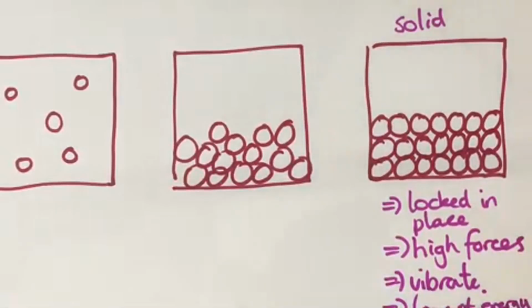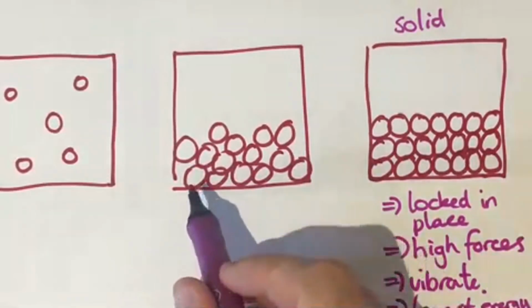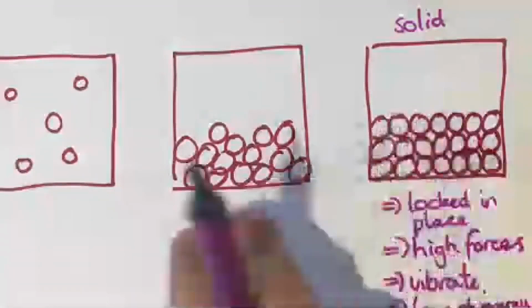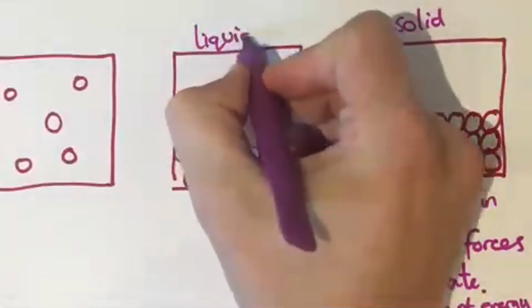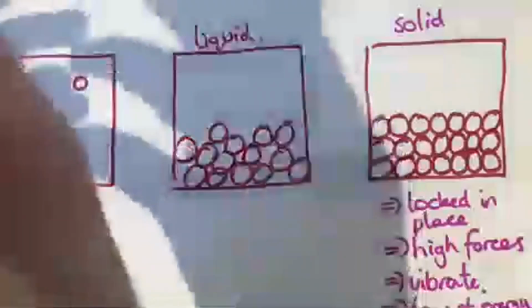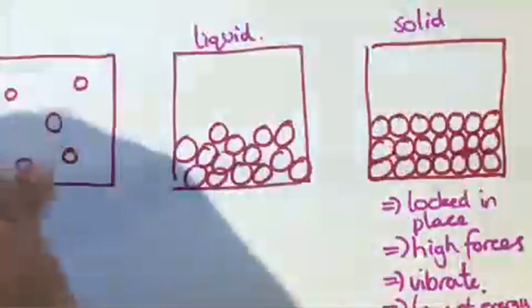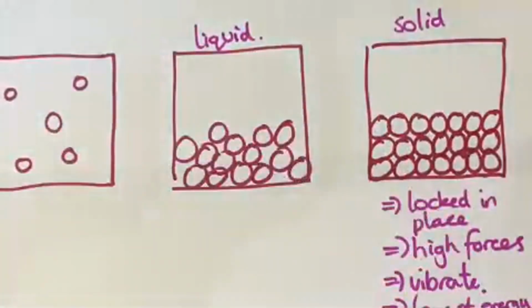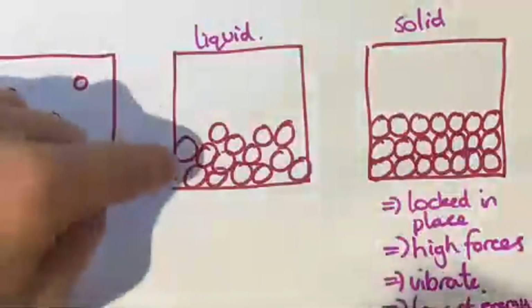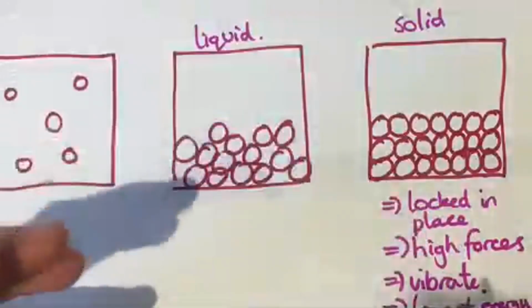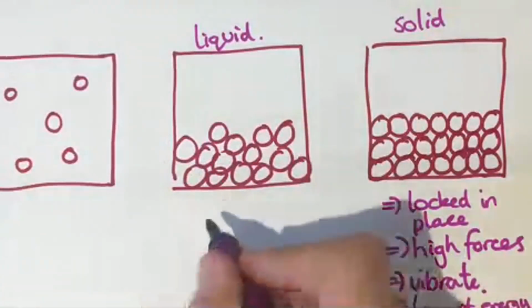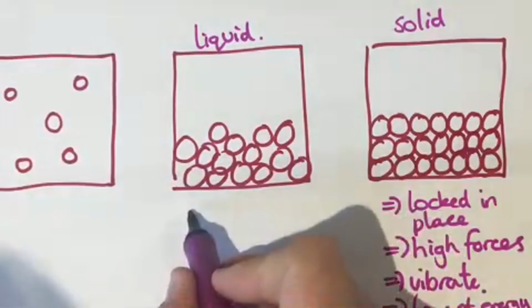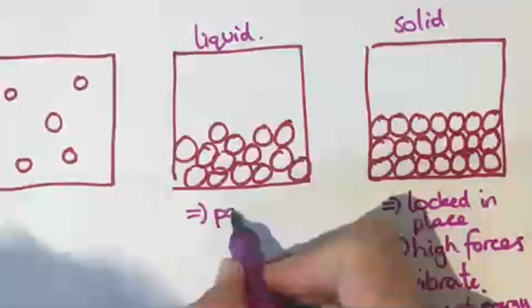Here, you've got the particles no longer locked in place. This is a liquid, so this is where the particles can move over each other. It's kind of like a weird limp handshake, you know, when it's a crap handshake. That's where it all kind of goes over each other, and that is the particles can move.